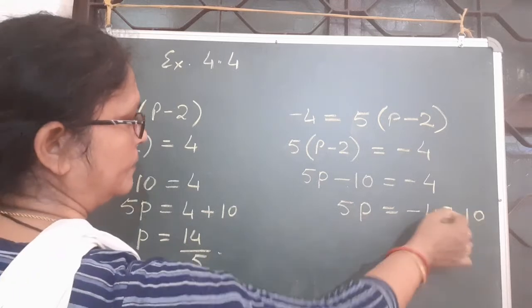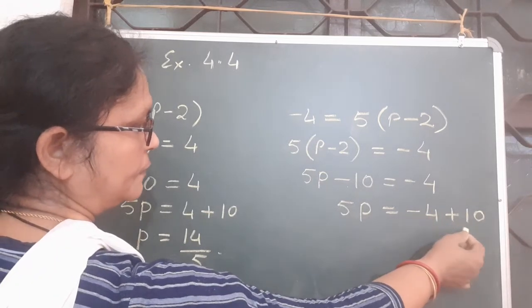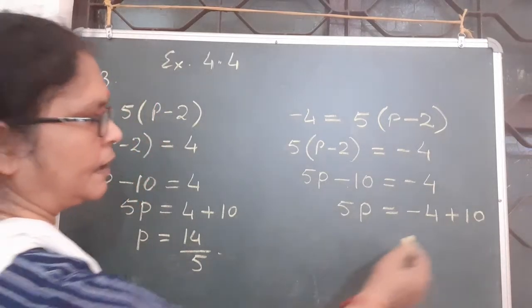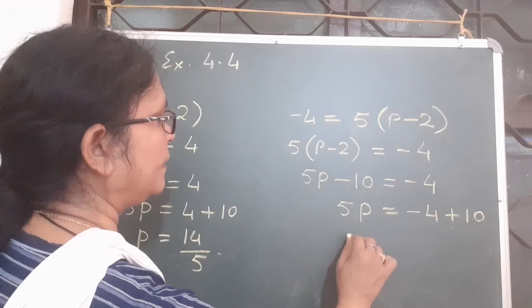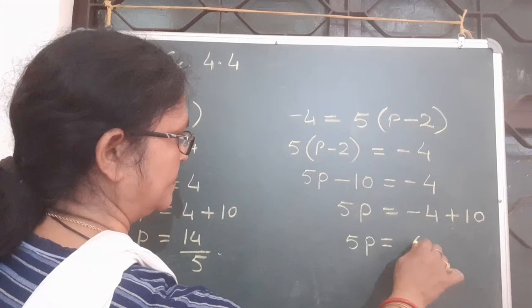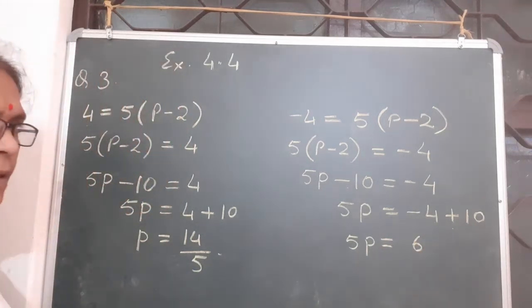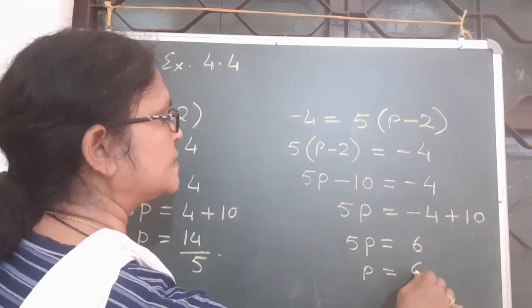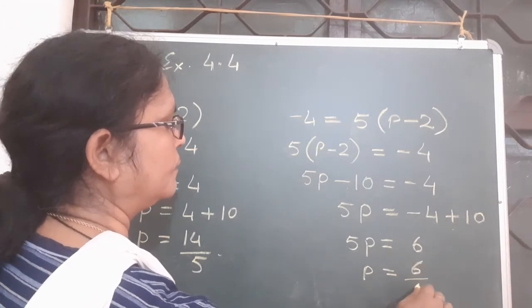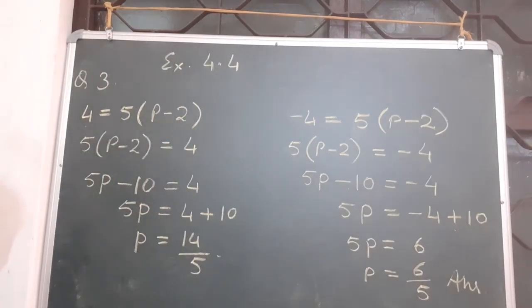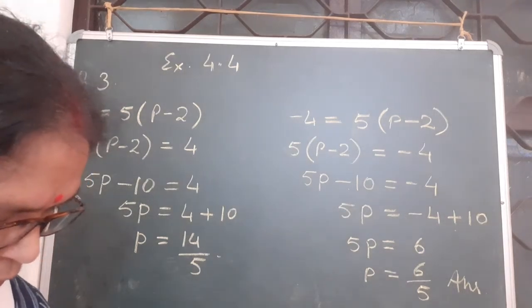Now here one is negative and one is positive. So here you will subtract the number but put the sign of the greater number. Therefore it will be 5p is equal to 6 because positive number is greater. So p is equal to 6 upon 5. So this will be your answer. Okay children, and rest of the questions you have to solve yourself.